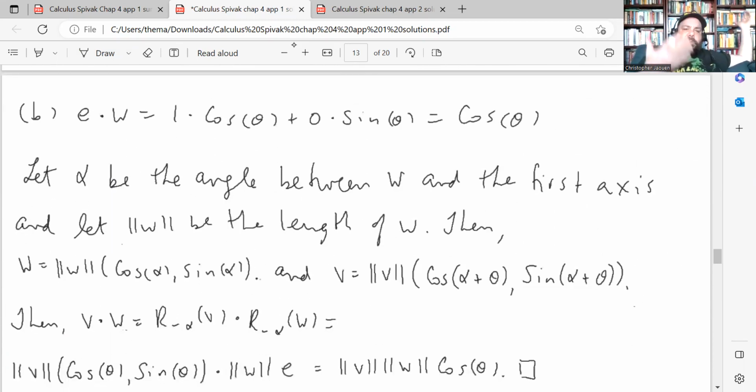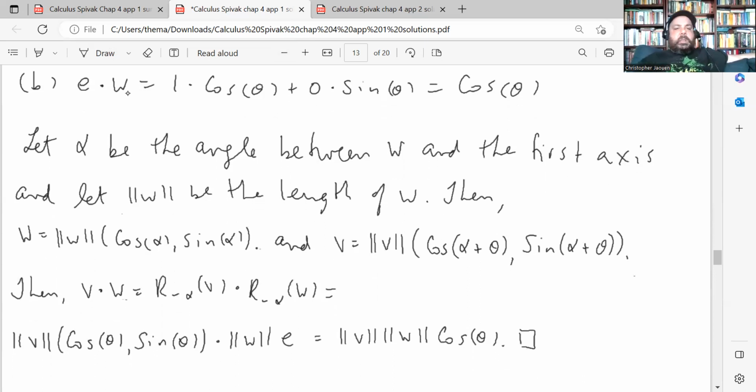Okay, the first one is straightforward. You just use the definition of the dot product. E dot W is 1 times cosine theta plus 0 times sine theta, which obviously is just cosine theta. All right, and then to derive the general formula here, just so I can have something to name, let alpha be the angle between W and the first axis, meaning the horizontal axis, and let norm W be the length of W. Then W has coordinates length W times (cosine alpha, sine alpha), and V has coordinates length V times (cosine of alpha plus theta, sine of alpha plus theta).